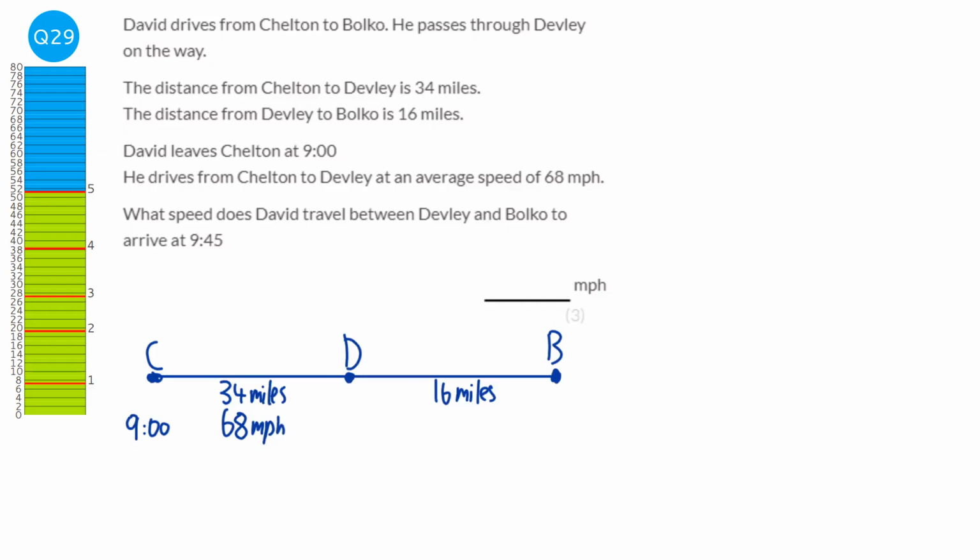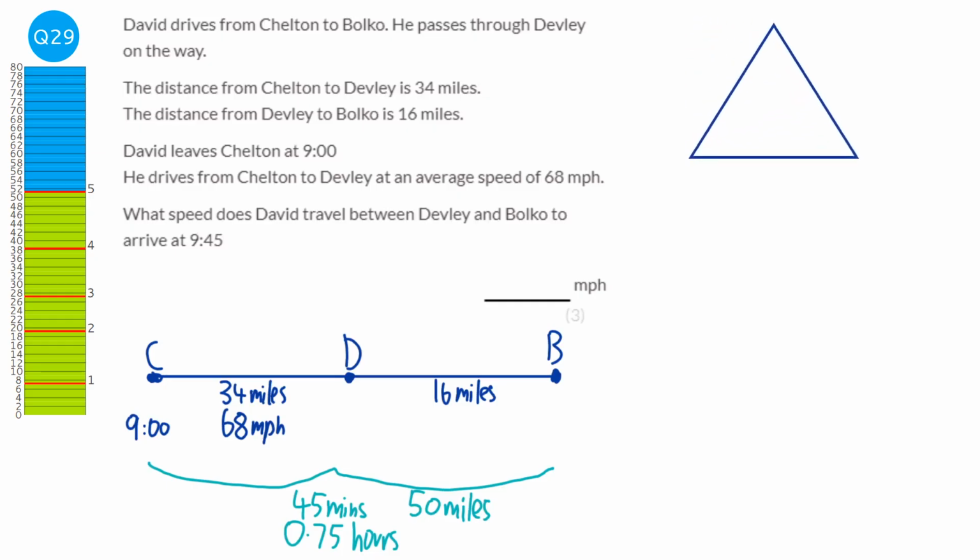So the whole duration of this needs to be 45 minutes or 0.75 hours. And the entire distance is 34 plus 16, so that would be 50 miles. Okay, now having a look at this, we need to find out what time David was at Devley. So we're going to use our speed, distance, time triangle. So speed equals distance over time.